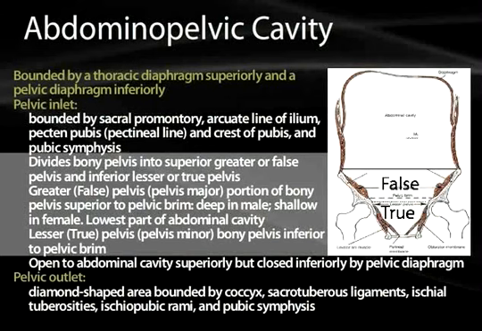On the inferior surface of the pelvic diaphragm, there's going to be a diamond-shaped pelvic outlet, and that's going to be bound by some bone, the coccyx, and the ischiopubic rami, as well as some soft tissues, the sacrotuberous ligament.